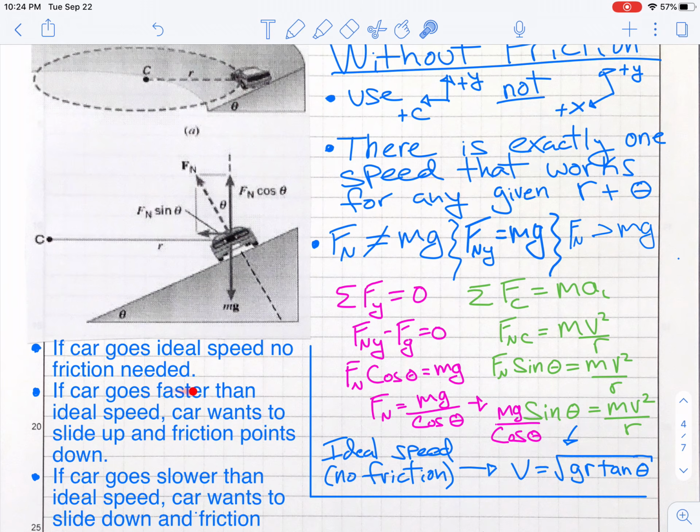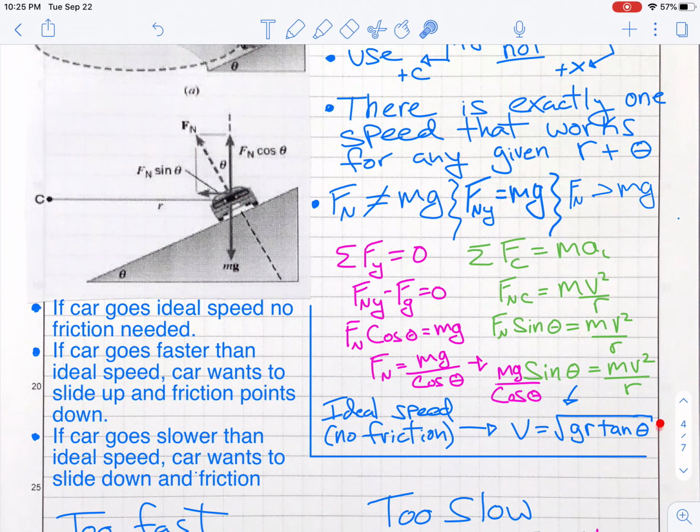But if the car goes faster than the ideal speed, the car wants to slide up the hill if it goes too fast, right? If you're going around a corner and you go too fast, which way is the car going to slide? Away from the center of the corner. It's not going to make you go around the corner even faster or even tighter. If you skid out of a corner, you skid out of the corner. So if the car goes faster, the car is going to want to slide up. And if the car wants to slide up the bank, friction is going to have to point down the bank. Conversely, if the car is going slower than this ideal speed, then the car would want to slide down and friction would need to point up to keep it up.